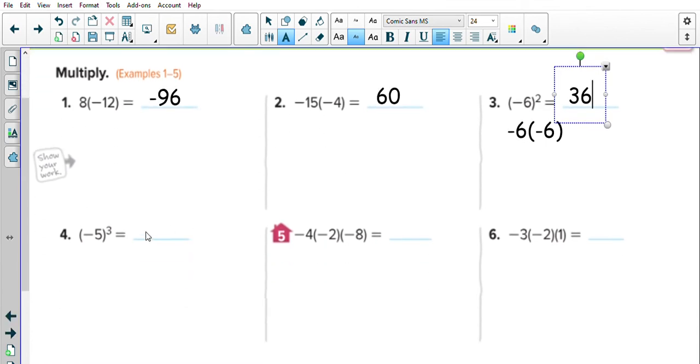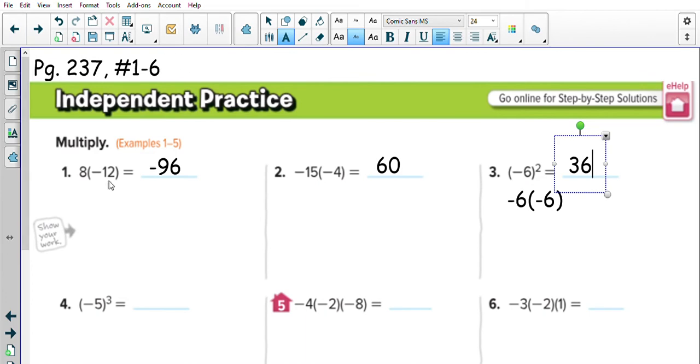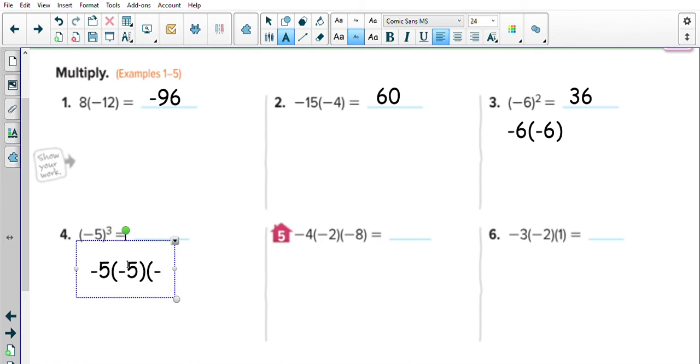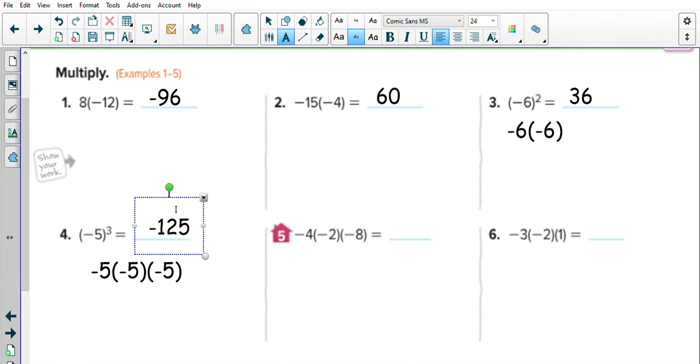The fourth one down, these do come from your textbook, which is why it looks a lot like the inside of your textbook. Number 4, negative 5 to the third power. Just a reminder that that is negative 5 times negative 5 times negative 5. I know that 3 negatives is going to make a negative since it's an odd number of negatives. 5 times 5 is 25. 25 times 5 is going to get us 125. So my final solution is negative 125.